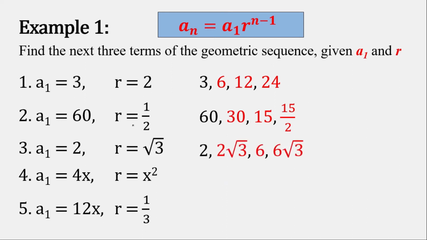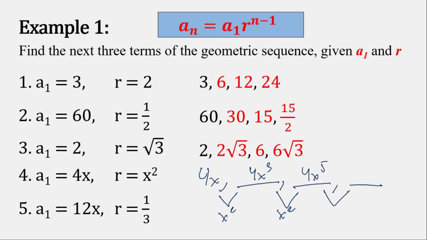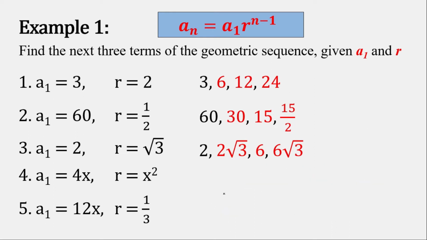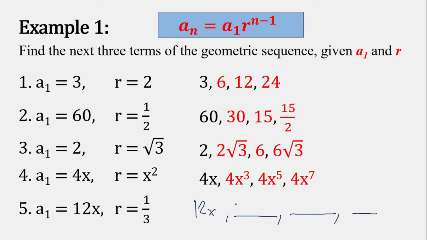On number 4, we have 4x as the first term. 4x times x squared, we can get 4x cubed, times x squared, we have 4x raised to 5, times x squared, we have 4x raised to 7. So that's how we get number 4. On number 5, we have 12x. We just multiply it by 1/3, so we have 4x, 4x over 3, and 4x over 9. So that's how easy it is.